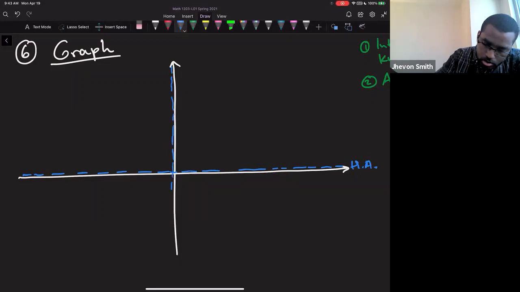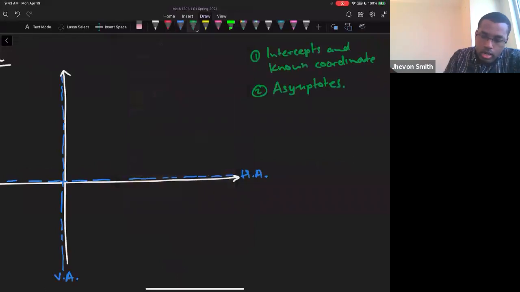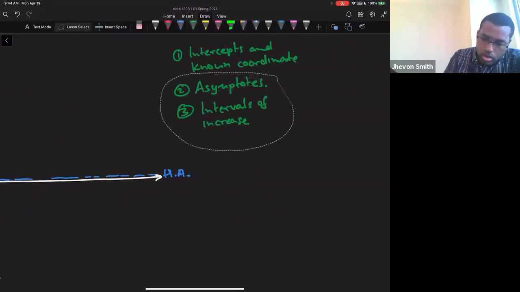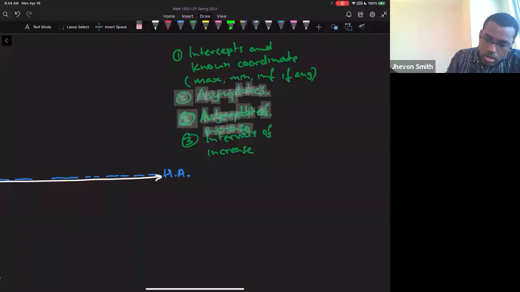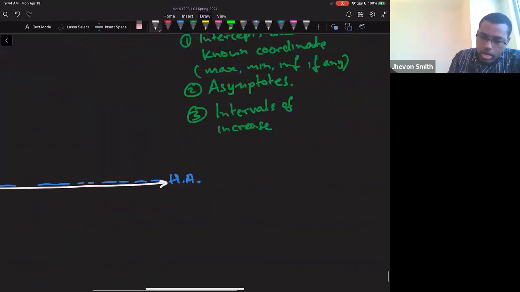There's a vertical asymptote at zero. Okay. Next, I'm going to put in intervals of increase, max, inflections, if any. Okay. Now I'm going to put in the intervals of increase, decrease.